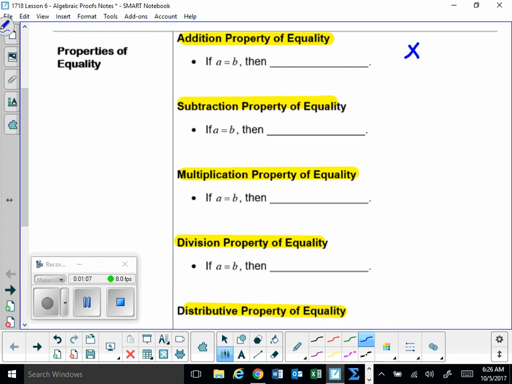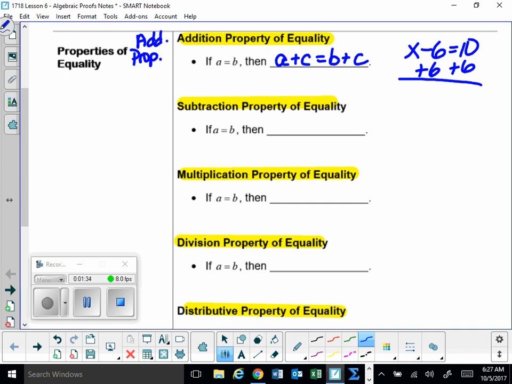The addition property of equality allows you to solve this equation. What do we do to solve this equation? Correct, you add 6 to both sides. So this is called the addition property of equality. If A equals B, then A plus C equals B plus C. We usually abbreviate this ADD for addition, PROP OF, EQ for equality.